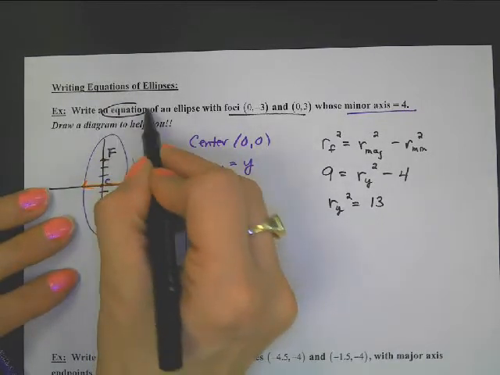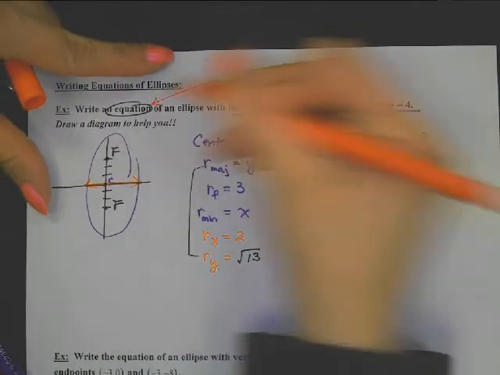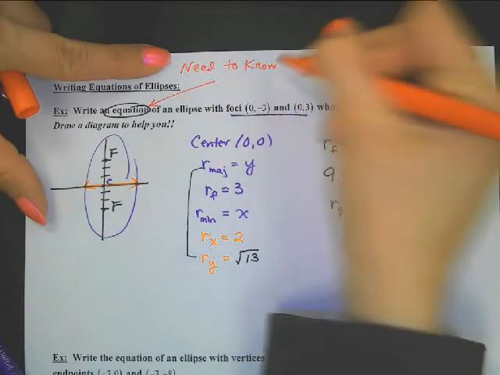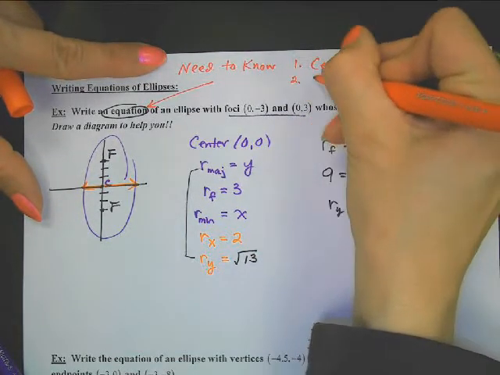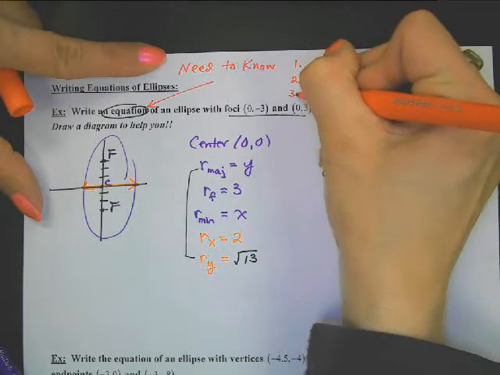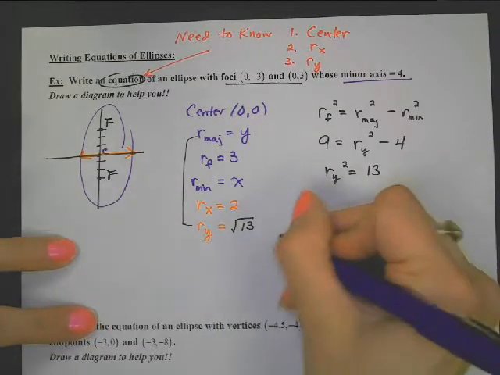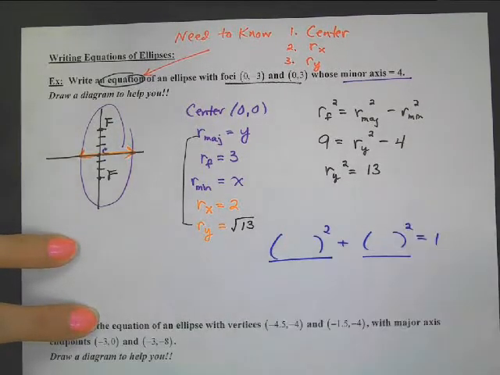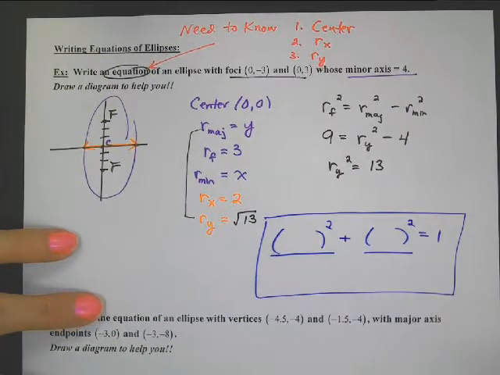Remember, we're trying to write an equation. To write an equation, there are 3 things you have to know. Let's just remind you. In order to write an equation, number 1, you have to know the center. Number 2, you have to know r sub x. Number 3, you have to know r sub y. Once you have those 3 facts, you can go ahead and write your equation. Quantity squared plus quantity squared equals 1 with the 2 fractions. That's standard form right there. Please take a second to go ahead and fill in this information.